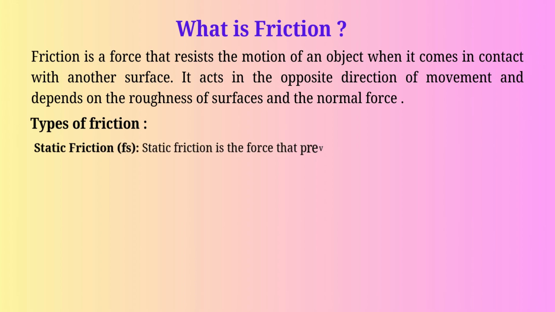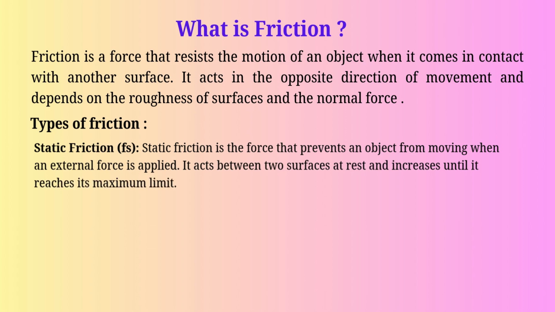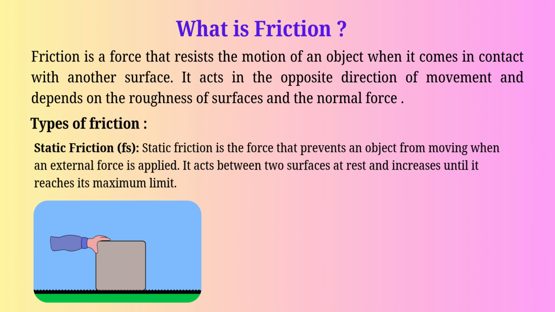Static friction is the force that prevents an object from moving when an external force is applied. It acts between two surfaces at rest and increases until it reaches its maximum limit. Now, consider a block on a frictional surface with an applied external force. If the block does not move, static friction acts in the backward direction.